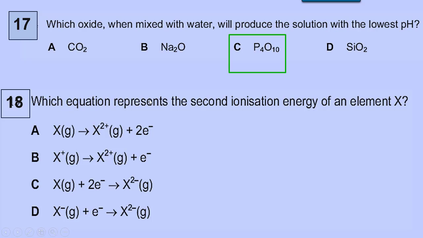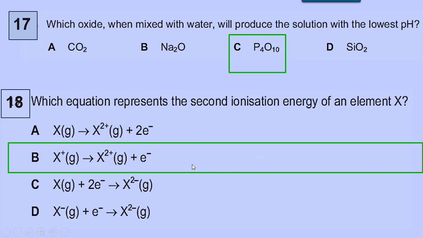Which equation represents the second ionization energy of an element X? The second ionization energy means that a positive ion with one positive charge will change into a positive ion with two positive charges. So the correct choice will be B.